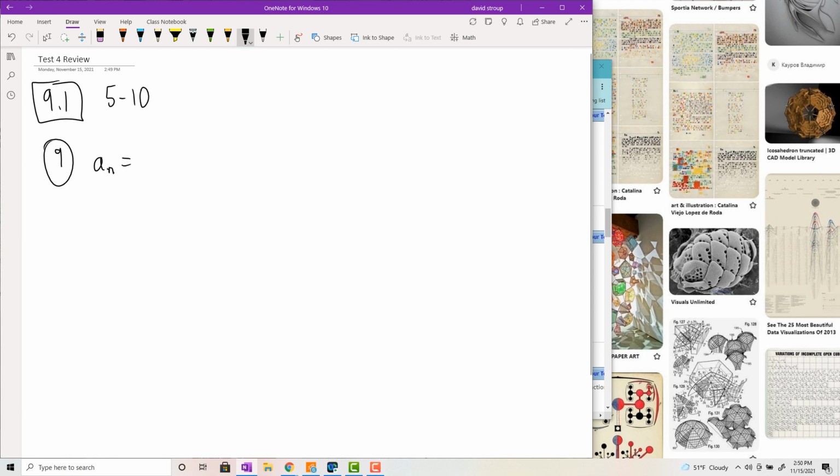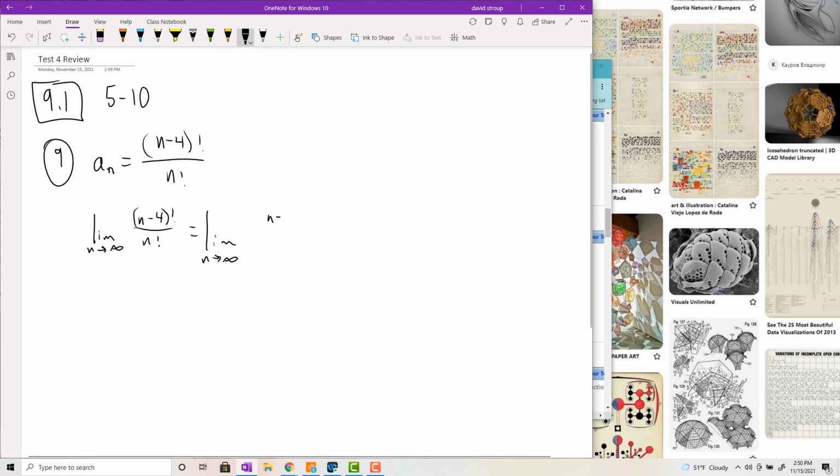So for example, a sub n equals (n minus 4) factorial all over n factorial. So you have to answer the question, does this sequence converge or diverge? So you go to the limit, and we have to know how to deal with factorials. Okay, so there will be some cancellation here. It's always n goes to infinity. You could reuse the recursive definition, or you could literally brute force write the thing out.